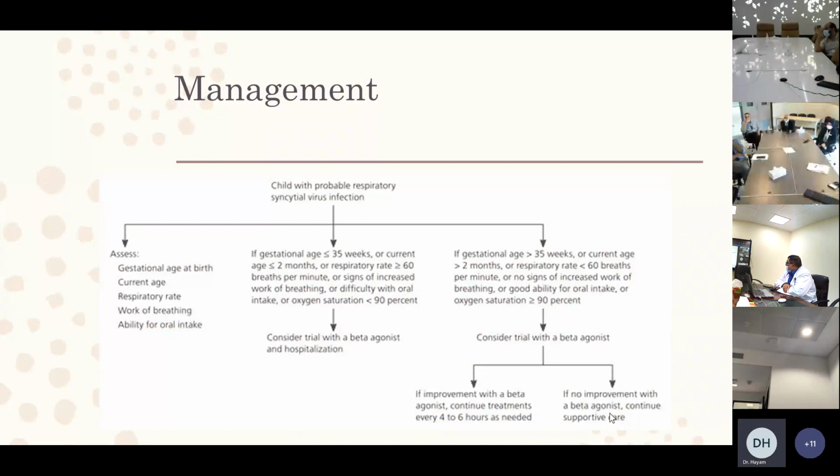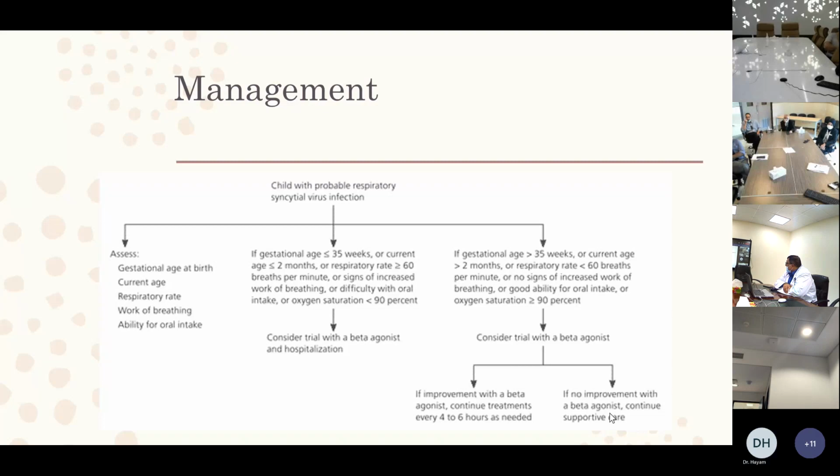Child with probable RSV. You have to do the assessment and see the gestational age, current age, respiratory status, and work of breathing, and estimate who will progress to severe RSV. If the baby is preterm below 35 weeks, below 2 months, has a high respiratory rate, signs of distress, difficulty with oral hydration, or needs oxygen with saturation below 90, this patient needs hospitalization. You can give a trial of beta agonist, and accordingly you will go either to the ward or maybe the ICU.